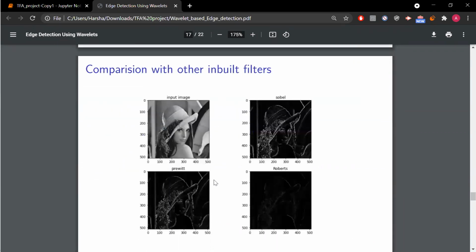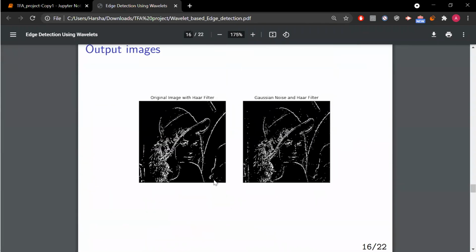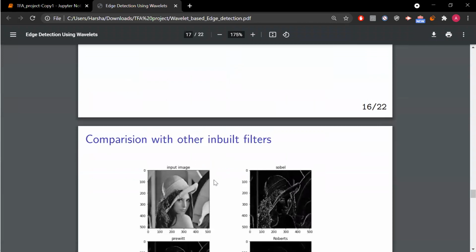Now we'll compare this with the other derivative-based filters. We can observe that these filters haven't captured the edges properly. As we can see, there are parts other than edges visible here. We can see the cap is visible in the Sobel and Prewitt. The Roberts filter missed some edges. Can you go back? Here we can see we only captured the edges of the objects, not the objects themselves. Next slide.